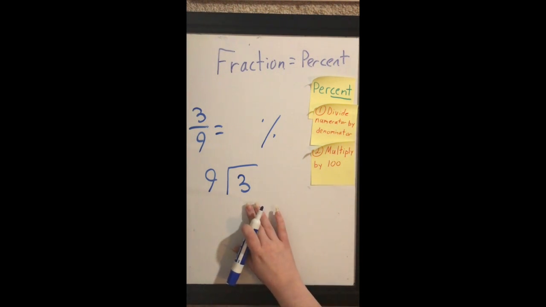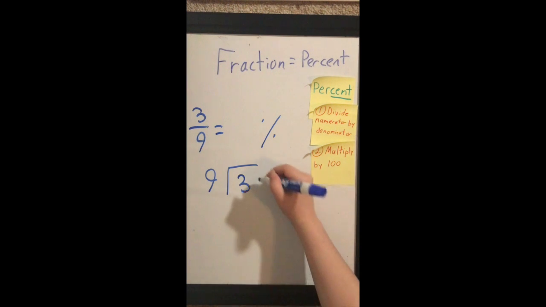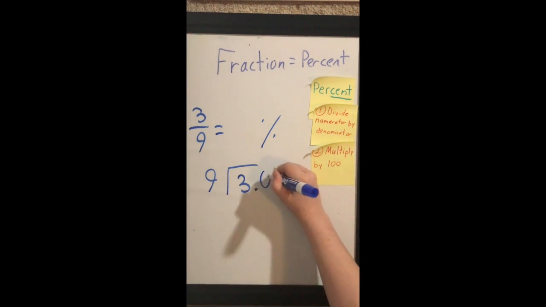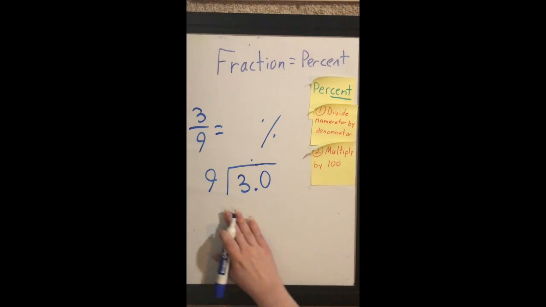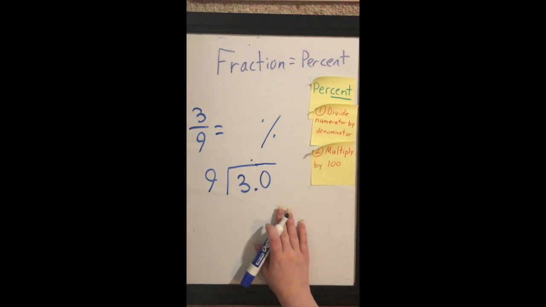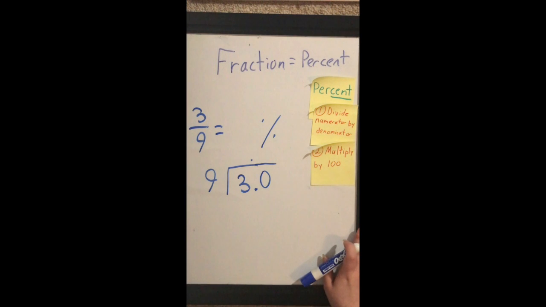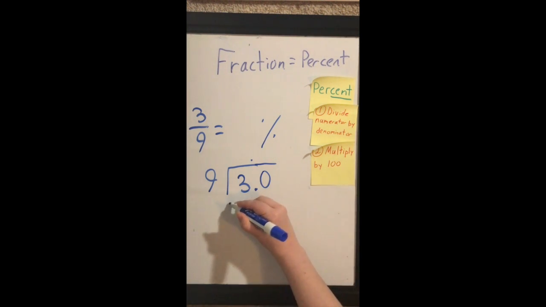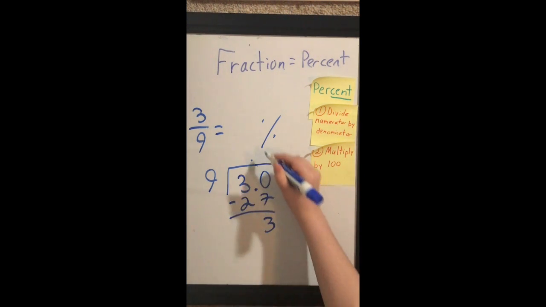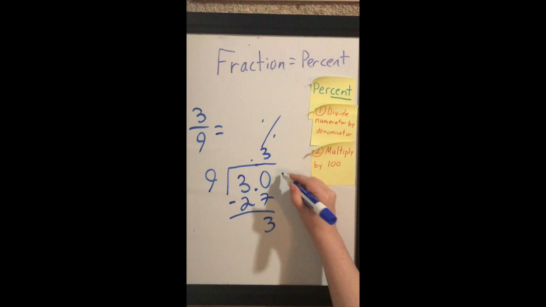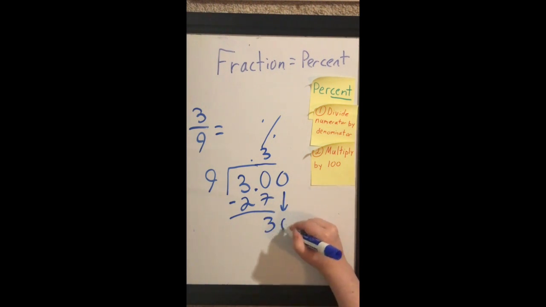How many 9s go into 3? 0 9s go into 3. So we will add a decimal. If you put it at the bottom, you got to put it above, and a 0. So how many 9s go into 30? Well, we don't have an exact number, but I do know that 9 times 3 equals 27. So let's try to subtract 27. We get 3, and we can put our 3 up here. Okay, so we'll add a 0, and now this is 30.